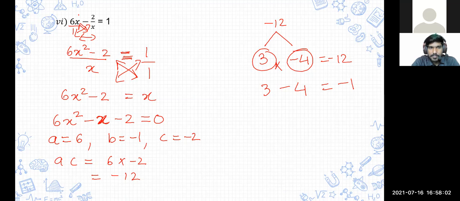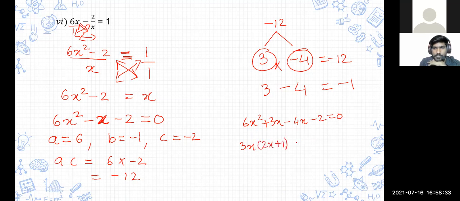6x squared plus 3x minus 4x minus 2 equals 0. Yes. Then you will take 3x outside and you'll get 2x plus 1. Correct. But in the next one, you'll have to take minus 2 outside, just 2, because here x is not there, so you cannot take x common. So just minus 2 outside. And inside, when you take minus outside the bracket, inside will become plus.